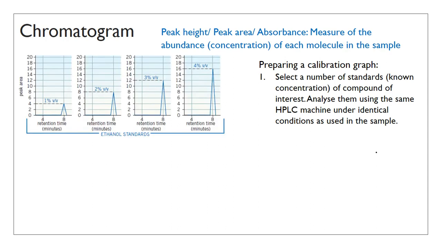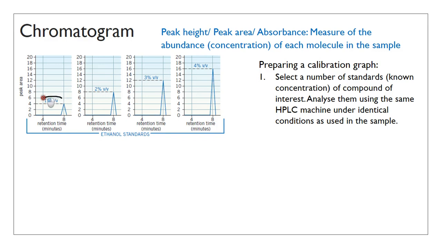Anyway, in order to prepare a calibration graph, the first thing is to have standard solutions. Standard solutions is just the fancy way of calling a solution that I know the concentration of. So you need to prepare a set of standard solutions. In this case, if I'm trying to create a calibration graph for ethanol, I need to prepare a set of ethanol standard solutions, so solutions with known ethanol concentration.